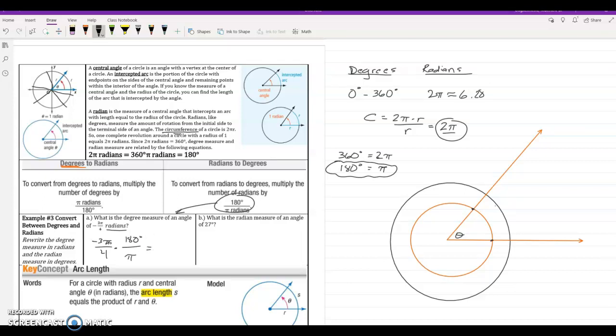So you'll notice that pi divided by pi is going to cancel out. I can divide 180 by 4 and then multiply by -3. That would probably be the easiest way. 180 divided by 4 is equal to 45 degrees. So this is -3 times 45 degrees. -3 times 45 is -135 degrees. Okay, and it's that simple.